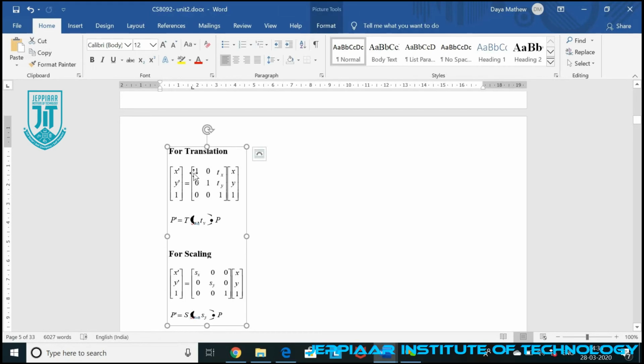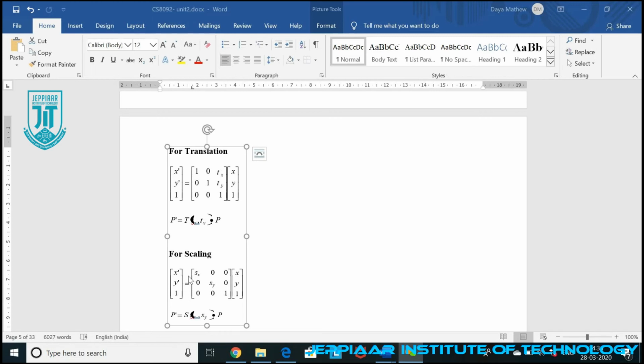Earlier you had x dash, y dash, and here you had only x and y plus tx and ty. Now what you will have is x dash, y dash, 1 equal to a matrix where the diagonal will all be 1, 1, 1, and the translation factors tx and ty will be in the last column. Then you have x, y, that is the old coordinates, and 1, which is the dummy coordinate. So this is the translation matrix including the dummy coordinate.